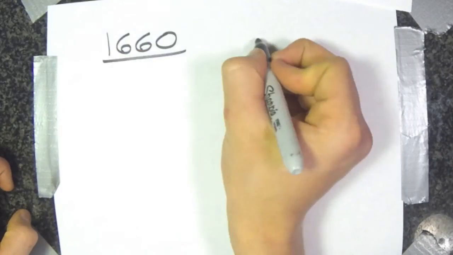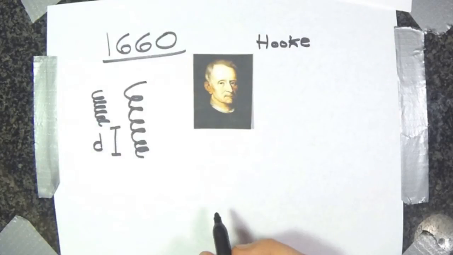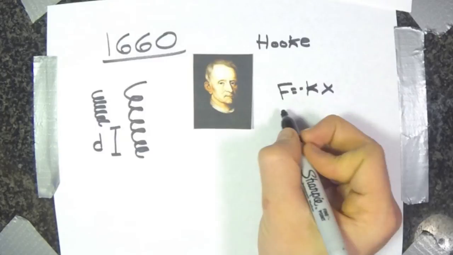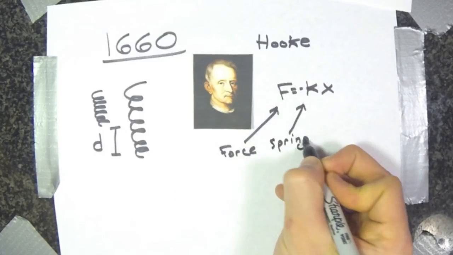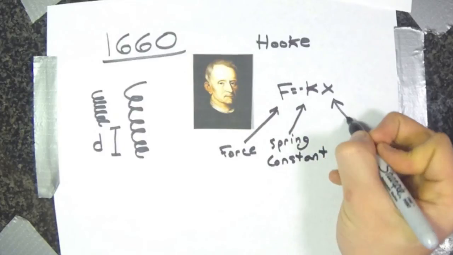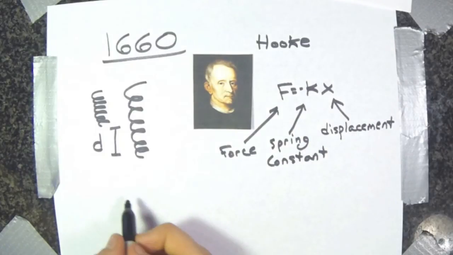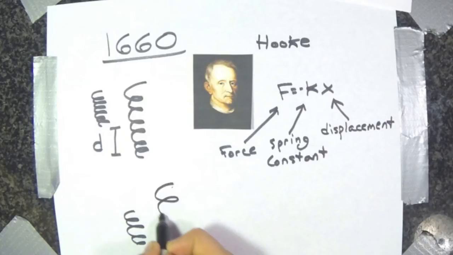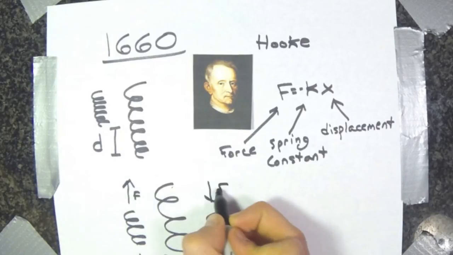In 1660, British physicist Robert Hooke first stated that the force needed to compress or extend a spring is proportional to the distance. Hooke's law is stated as F equals negative kx, where F is the force, k is the spring constant, and x is the displacement of the spring. Because a trampoline is essentially a disc with springs on the outside, Hooke's law applies. Hooke's law states that the springs will work to return to equilibrium.